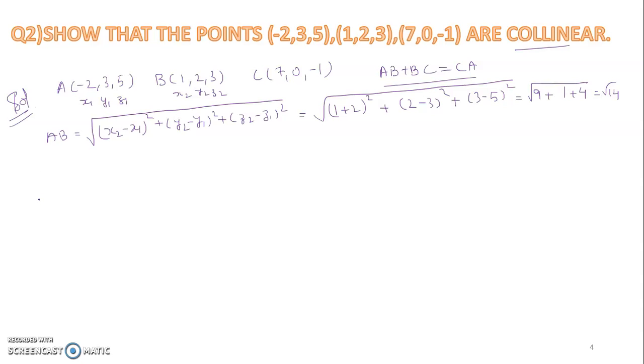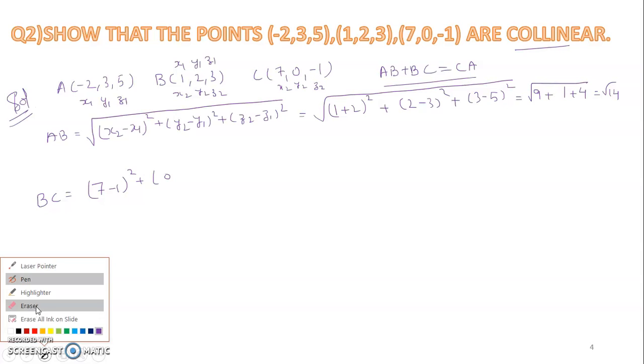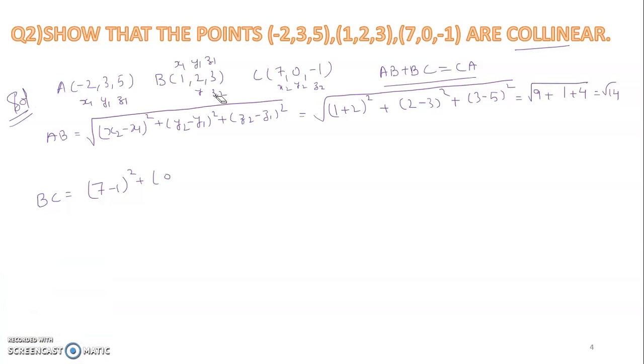Followed? Now similarly we'll calculate for BC. So for BC, I will now take this as x1, y1 and z1, and this will be x2, y2, z2. So this will be now 7 minus 1 whole square plus 0. Now we are not taking this, let me erase this so that you don't get confused. Now students, we are taking this BC.